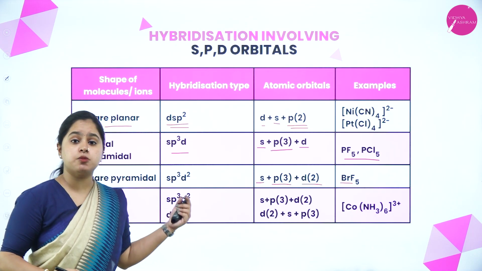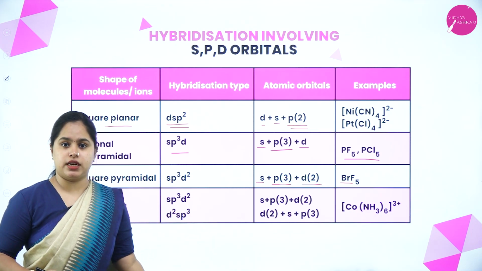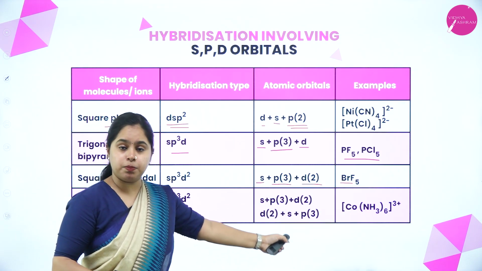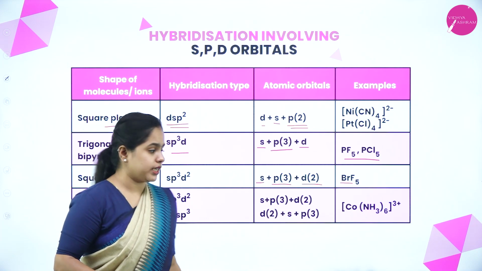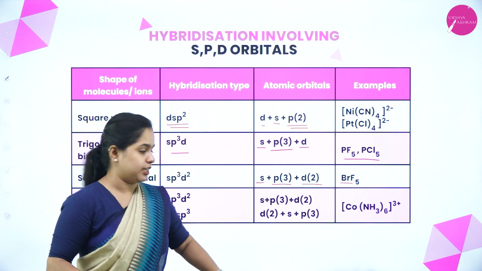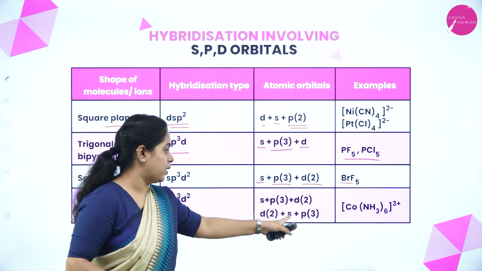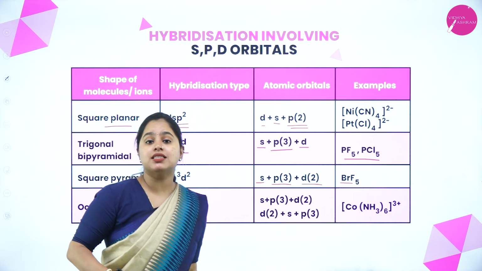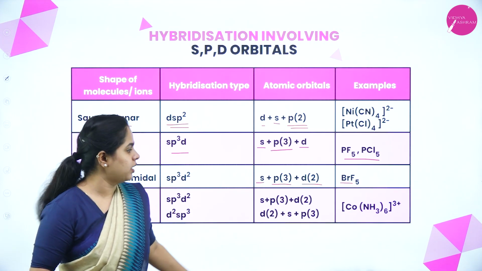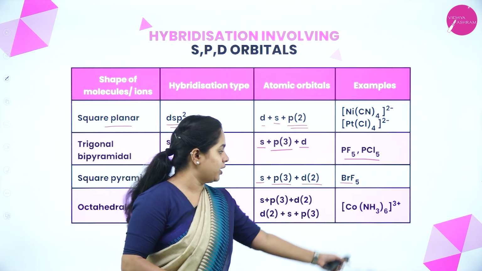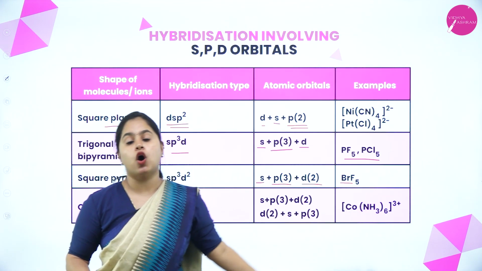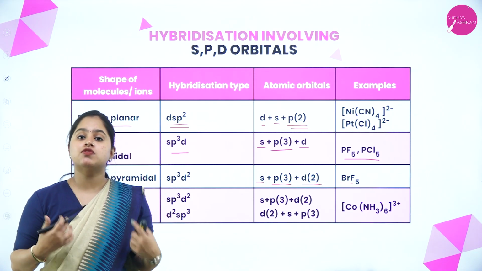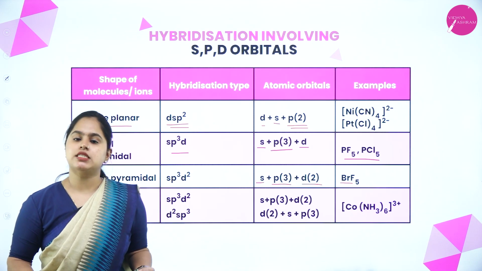And then the last one, sp3d2 or d2sp3. In sp3d2, as you can see, one s, three p orbitals and two d orbitals. In the case of d2sp3, it is two d orbitals, one s and three p orbitals. So a total of 3 plus 2, 5 plus 1, 6 orbitals will be formed here as well. The example for it is Co(NH3)6 3+, a coordination compound. So these are the few hybridizations which involve d orbitals as well.